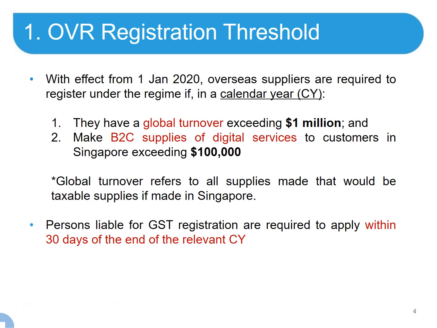As an overseas supplier, you must register for Singapore's OVR regime if your turnover exceeds certain thresholds. You will exceed the threshold if, in a past calendar year, your global turnover exceeds 1 million and you make supplies of digital services to non-GST registered customers in Singapore exceeding 100,000. It is also important to note that B2C supplies refer to supplies made to non-GST registered entities, which are mainly individual consumers in Singapore, but also include businesses that are not registered for GST. If you are liable to register, you must do so within 30 days of the end of the calendar year.